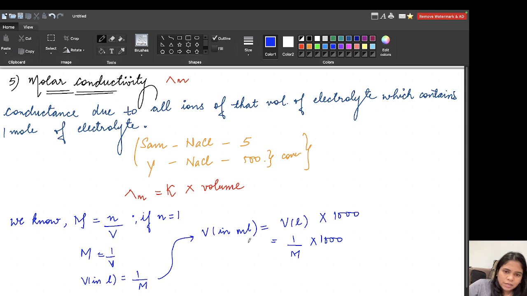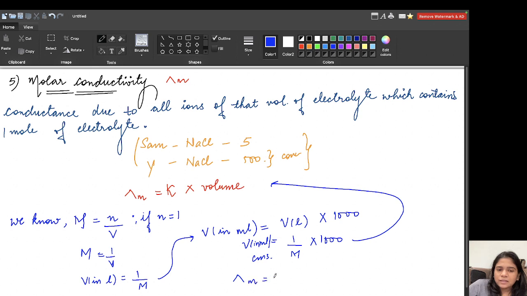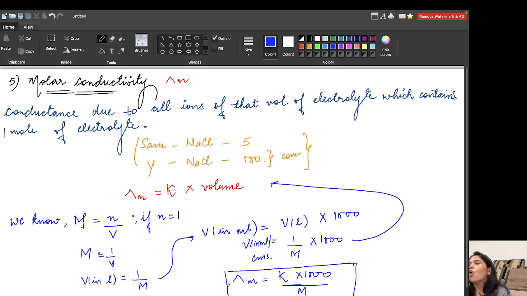1 upon M into 1000, volume in mL. If I want to take mL or, say, centimeter cube, both are same. Just substitute this thing here. Your lambda M will be getting the value kappa into 1000 by M. Kappa into 1000 by M. That's your formula. Molar conductivity is the conductance due to all the ions present in 1 mole of electrolyte.